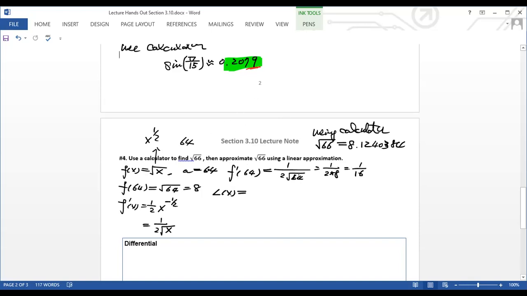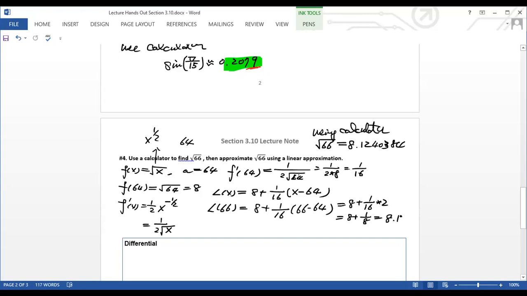Okay, so I can write out my linear approximation. L(x) is f(a) plus f prime(a) times (x minus 64), which is 8 plus 1/16 times (x minus 64). Now you want to find L(66), so this is 8 plus 1/16 times (66 minus 64). So it's 8 plus 1/16 times 2, which is 8 plus 1/8. I know 1/8 is 0.125, so this is 8.125.